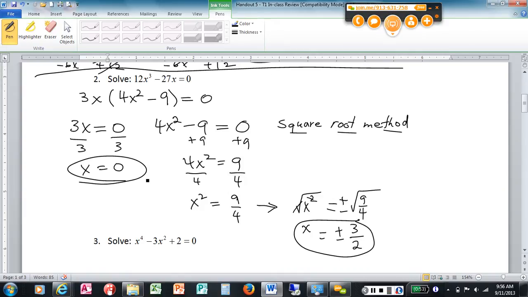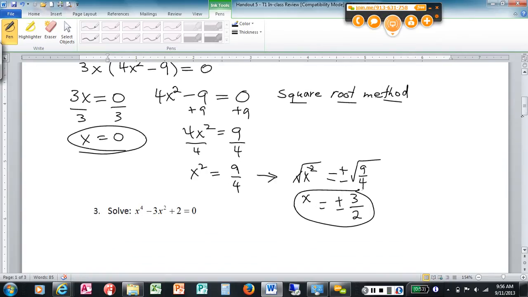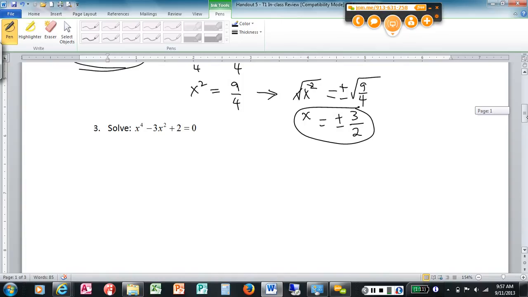Question on number 2. Yeah, like I said, there's a couple ways you could use some factoring there. Do we have another extra sheet somewhere? Oh, they're there. Yeah, as long as you get those 3 answers, I'm okay with whatever method you use there.